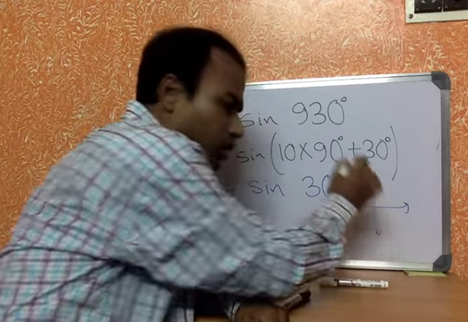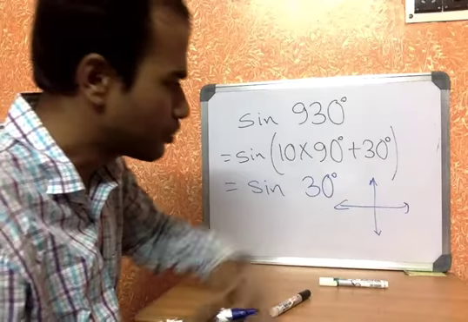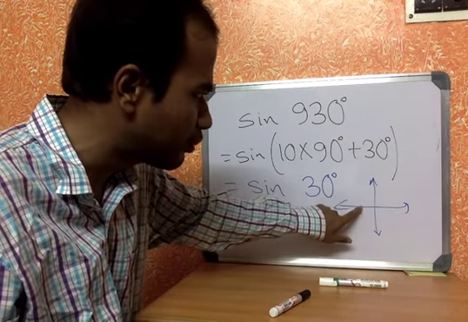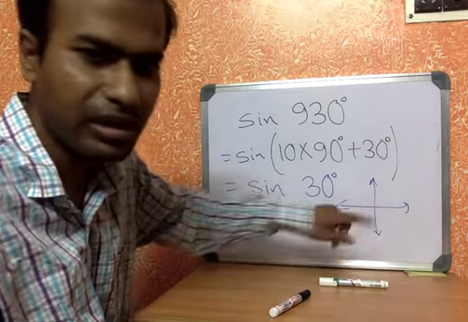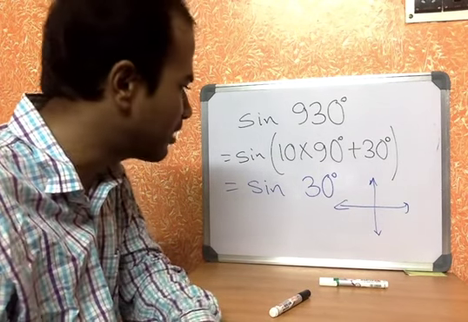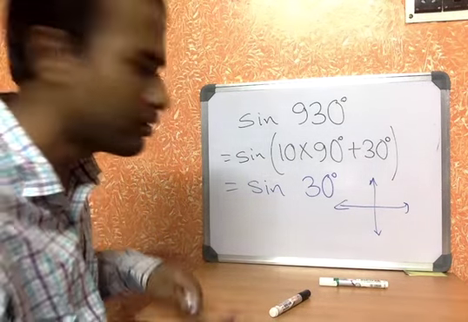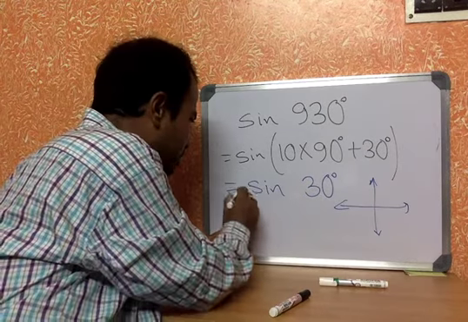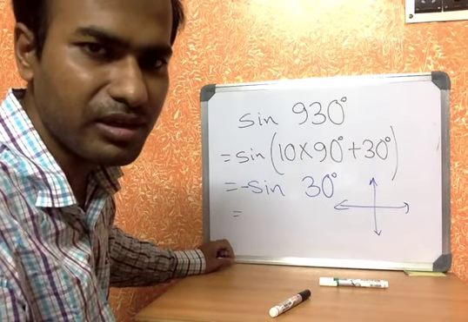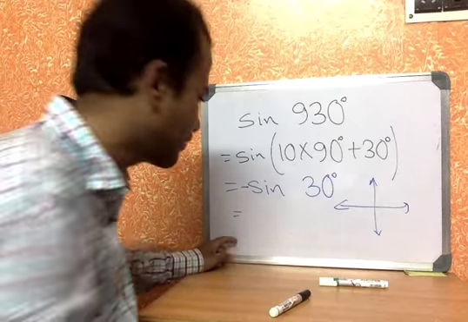4 into 90 means 1 complete rotation. So 8 into 90 means 2 complete rotations. Then 9 into 90, 10 into 90 plus 30. Again it will be in the third quadrant. In the third quadrant, sine is negative. So it will be minus sine 30. Now what is the value of sine 30? That is half, so the answer is minus half.